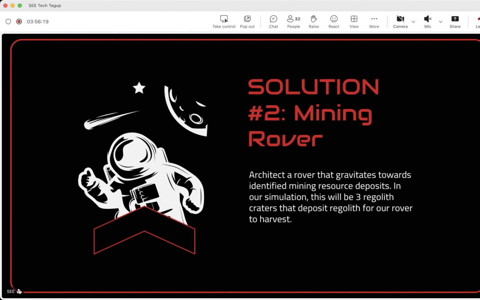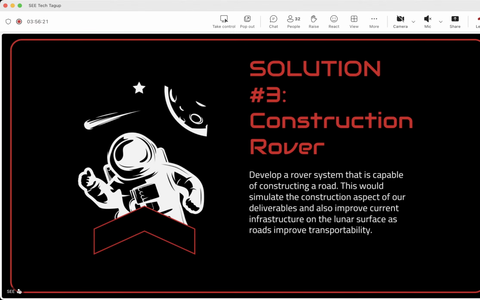Next slide, please. The third solution we came up with is the Construction Rover. So a big goal of ours that Mike wanted to see was to see the tile he had in office kind of be built out in the simulation. So we wanted to make a rover that can kind of carry these tiles and make roads with them. The main goal here being that we aren't exactly sure how traversable the actual lunar surface is going to be in the future.